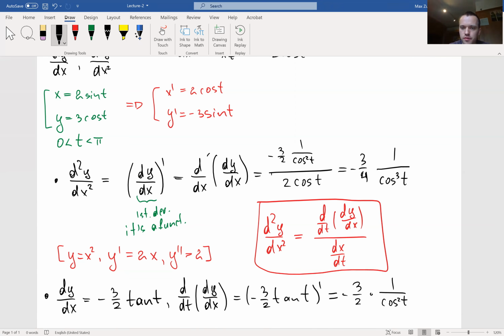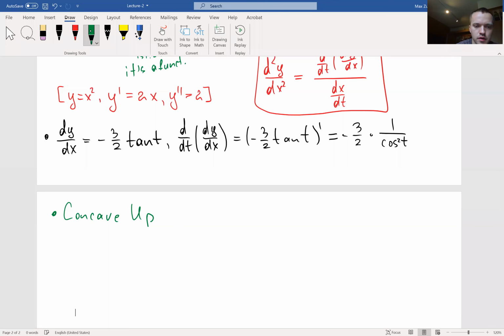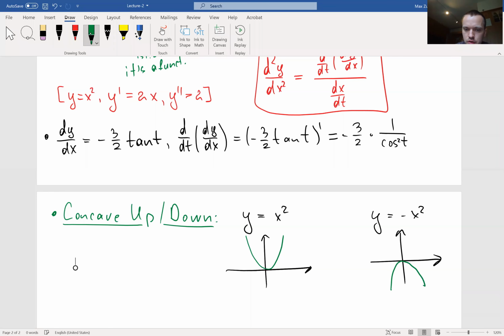So our second derivative is going to be this. Can anyone tell me, if I want to answer whether my curve is concave up or concave down, what do I need to do? The examples that you need to remember: if I have a parabola, let's say y is equal to x squared and y is equal to -x squared, we know the graph of each parabola. The first one is going to point up, and the second one is going to point down. So this is concave up, and this one is concave down.